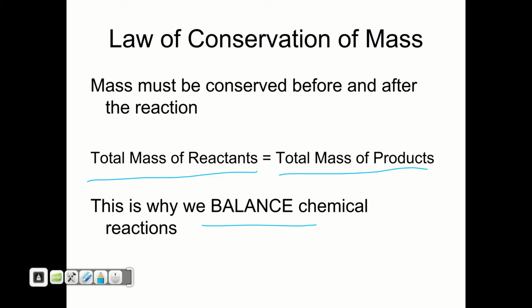So if you have a question of why are we balancing the reaction, why can't I just write what's on the reactant side and what's on the product side? Why do I have to write the number that's the amounts of each one? We have to show that every atom is accounted for, that the total mass before equals the total mass afterwards.